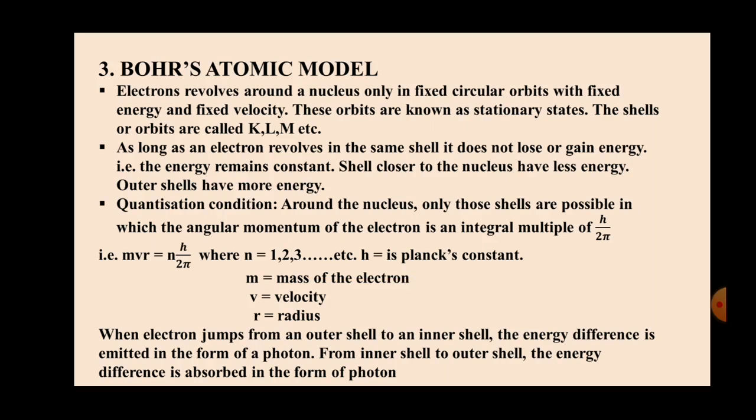Electrons revolve around the nucleus in a circular form. But Bohr said that electrons revolve around the nucleus in a fixed circular path. This path is called an orbit or a shell, and this orbit or shell has a fixed energy. Since the electron is revolving, there is movement, so it moves with a fixed velocity.